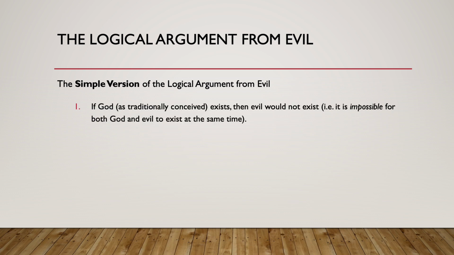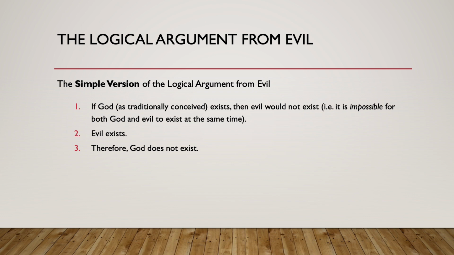If God exists, then evil would not exist. It's impossible for both to exist at the same time. Clearly, evil does exist, thus God does not exist. So this is a modus tollens argument. If A, then B, not B, therefore not A.